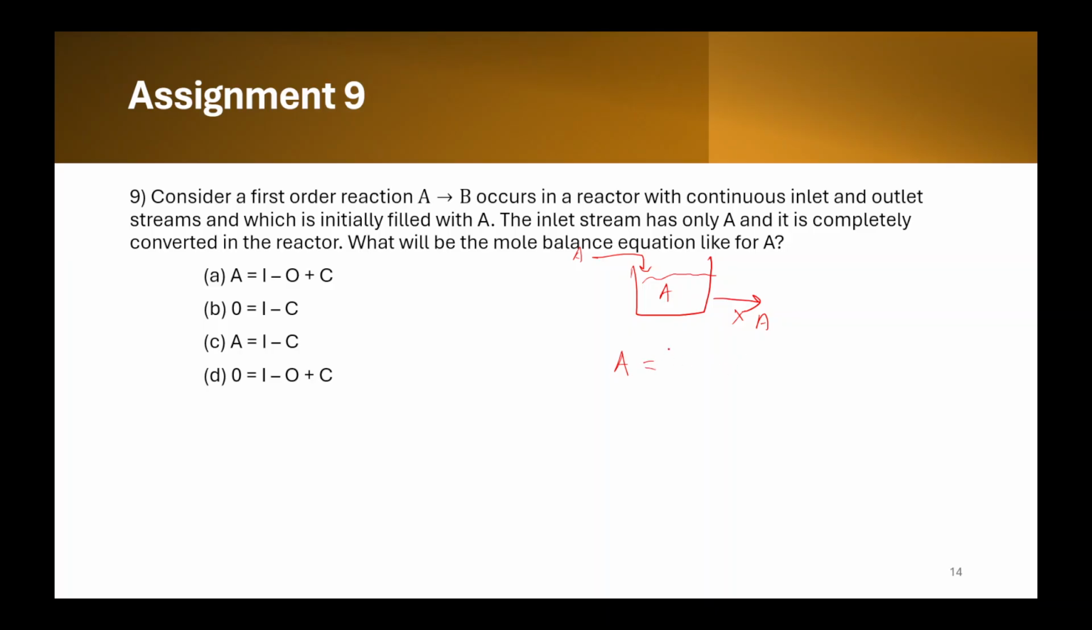okay. Then there is some inlet, there is no outlet, and there is no generation, but there is some consumption because A is getting converted, completely converted into B, but there is no A flowing out. But because it's complete conversion, there is consumption obviously. So the correct answer will be A is equal to I minus C. So option C here.